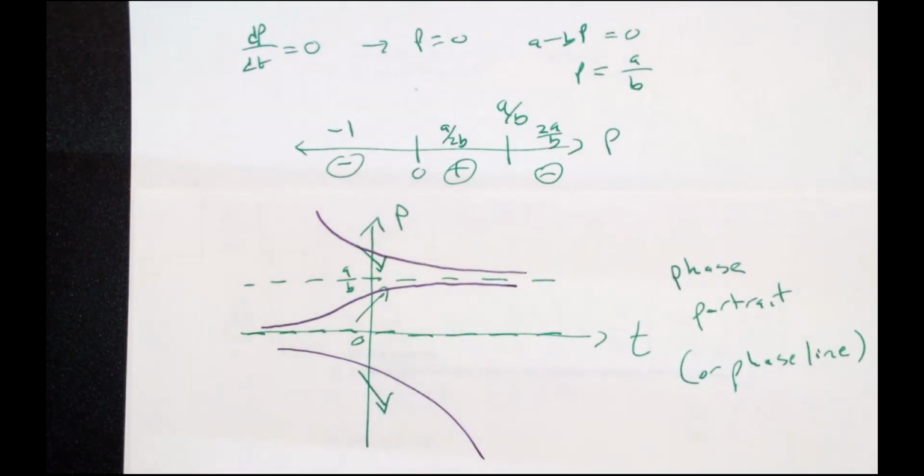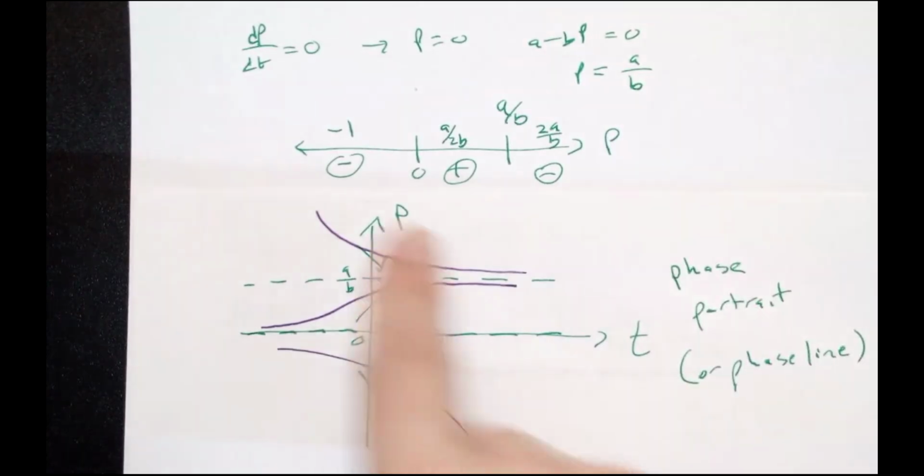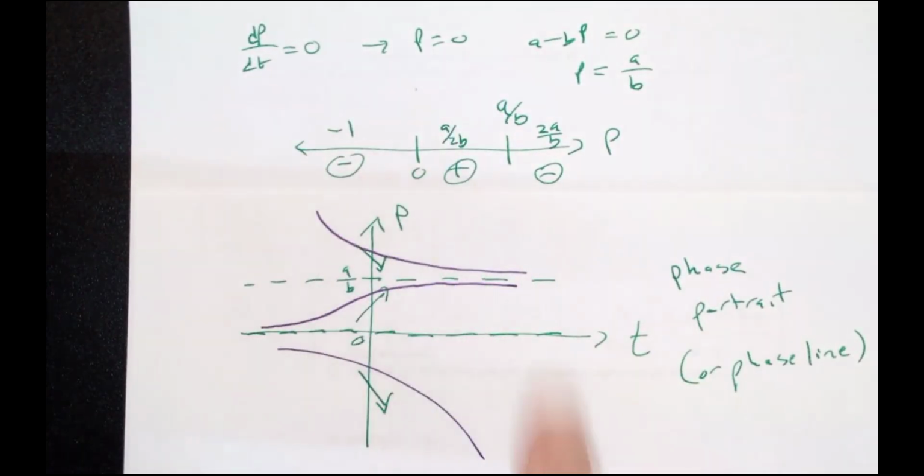So that means the closer you get to A over B for a starting point, the more likely you are to go towards it. But when you're close to 0 for a starting point, the more likely you are to go away from it. Remember, we had this version of the graph as well. I'm going to use this idea.